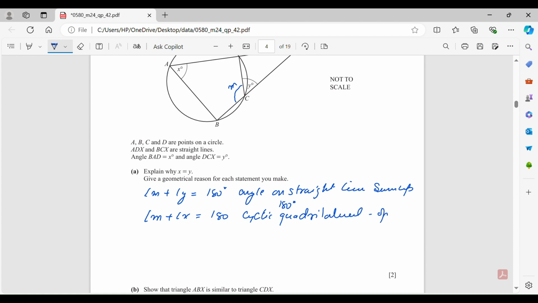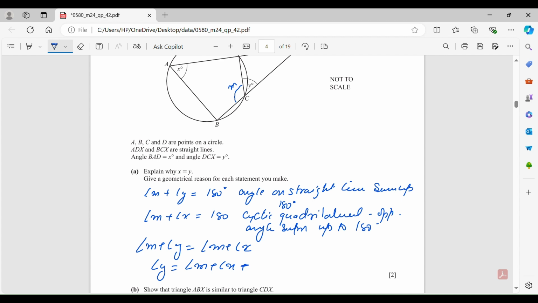Opposite angles sum up to 180 degrees. Now they both are 180 degrees, so angle M plus angle Y will be equal to angle M plus angle X. Now angle Y will be equal to angle M plus angle X minus angle M. Cut this, so angle Y will be equal to angle X. Hence proof.